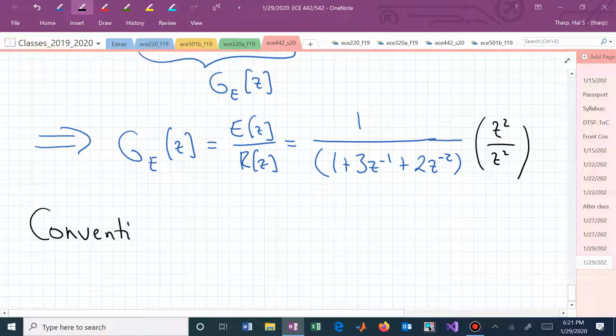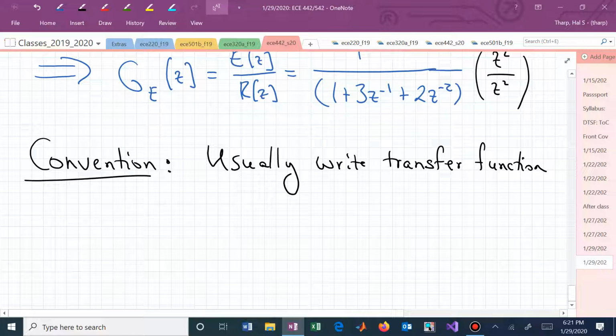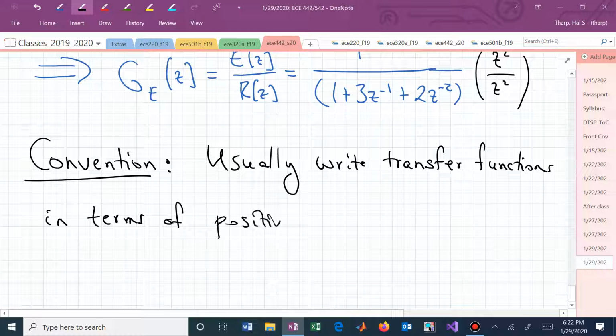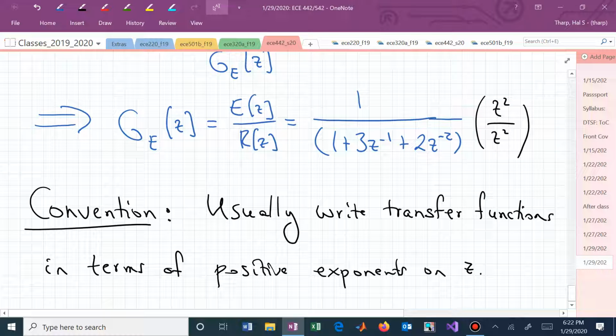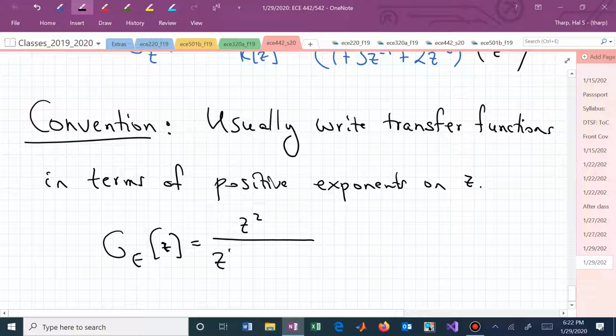The convention, typically when we're talking about subsystems or systems, is that we usually write transfer functions in a controls class, maybe not in a signal processing class, in terms of positive exponents on Z. And in so doing, do you see now if I push that Z squared through the numerator and the Z squared through the denominator, I can now write G sub E of Z a little differently, but it's equivalent. It's now Z squared over Z squared plus 3Z plus 2. And that's still E of Z over R of Z.